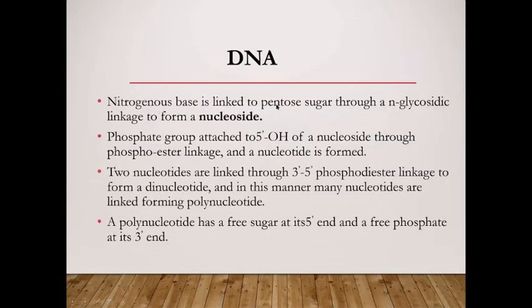Nitrogenous base is linked to pentose sugar through an N-glycosidic linkage to form a nucleoside. A phosphate group attached at the 5'-OH of the nucleoside through phosphoester linkage forms a nucleotide. Two nucleotides are linked through a 3' to 5' phosphodiester linkage to form a dinucleotide, and in this manner many nucleotides are linked forming a polynucleotide in the DNA molecule. A polynucleotide has a free sugar at its 3' end and a free phosphate at its 5' end.